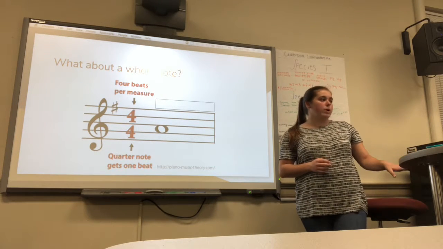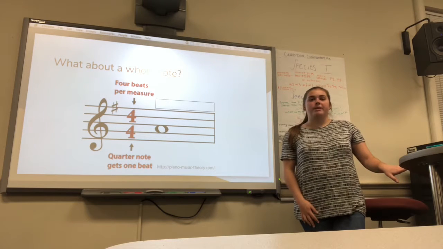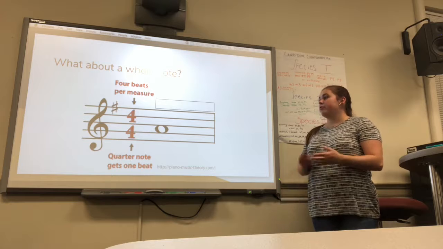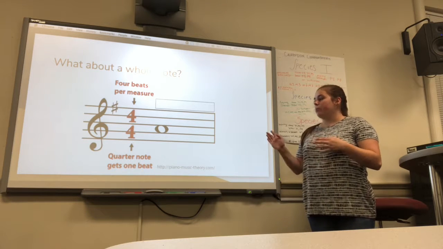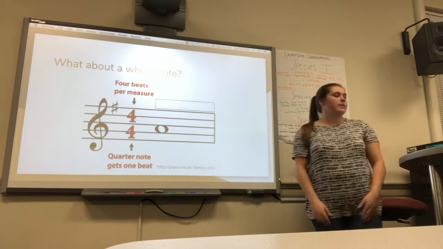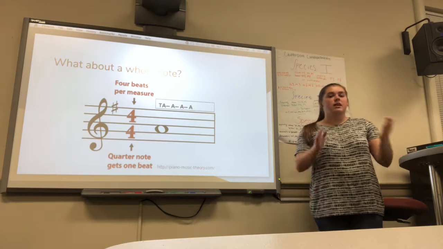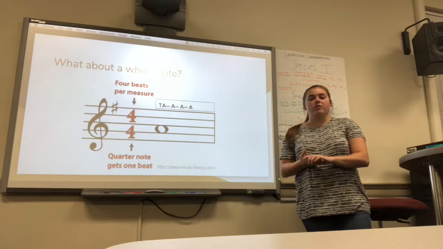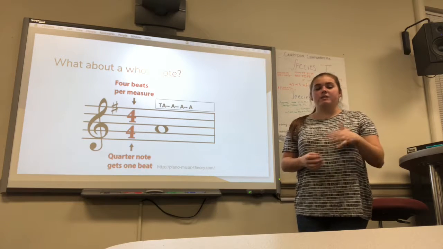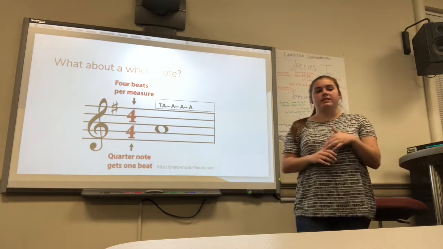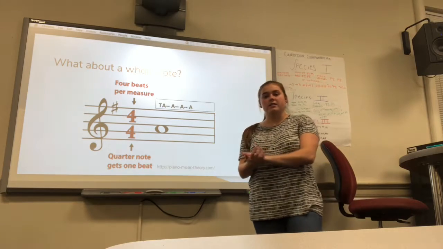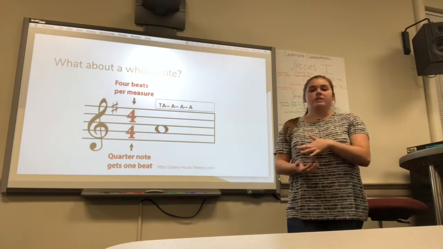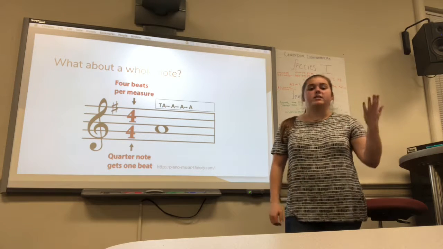So what about a whole note? Can anyone tell me how many beats a whole note would have? Hopefully a student would respond that there would be 4 beats in a whole note because it's a whole measure. So how would we count this? Ta. By having students speak, I think that's more effective than clapping because you can more easily gauge if a student is getting the rhythm incorrectly, but by having them do the hand motions, they're emphasizing each beat that the note is getting so that they're not just saying ta willy-nilly.